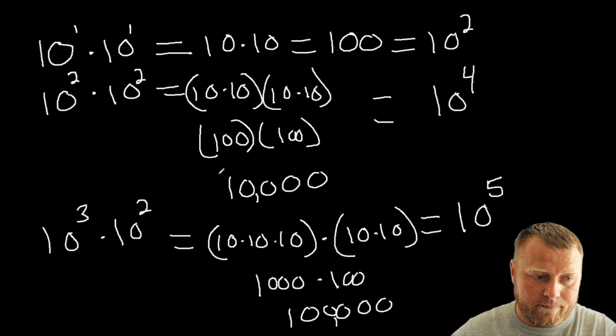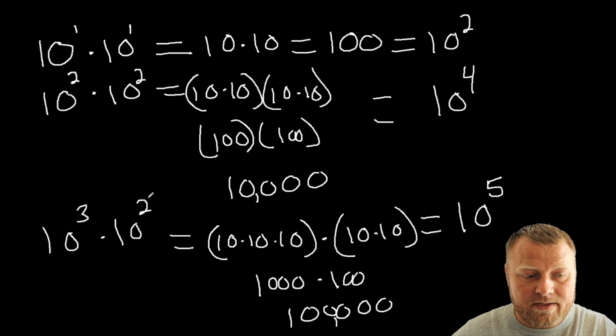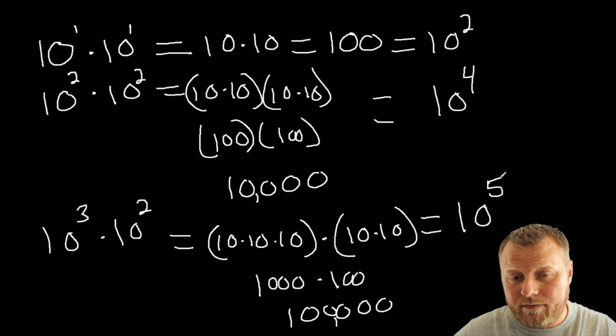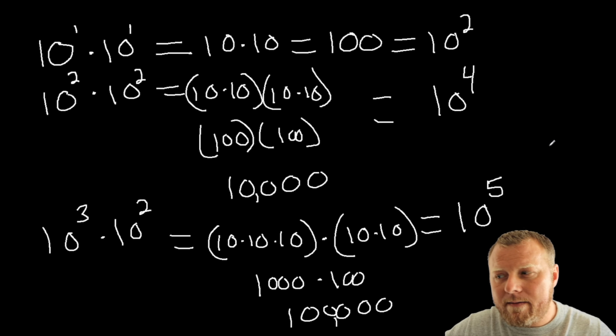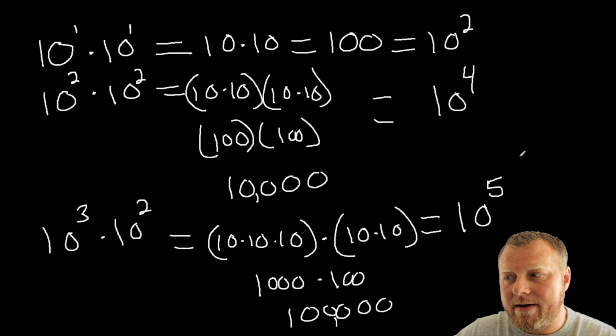Let's try a third one. 10 to the third times 10 to the second, and then we said the answer was 10 to the fifth. 3 plus 2 is equal to 5. You see the pattern? So we're looking at a pattern here. If we want to write this pattern out, how could we do that algebraically?